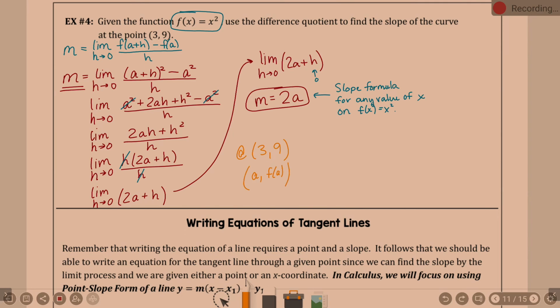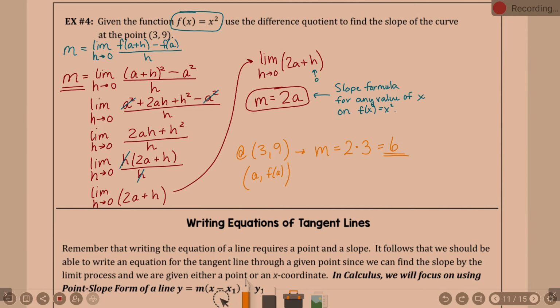So in order to find my slope at 3, 9, how do we find slope? 2 times a, which is 2 times 3, which is 6. So we have a slope of 6.